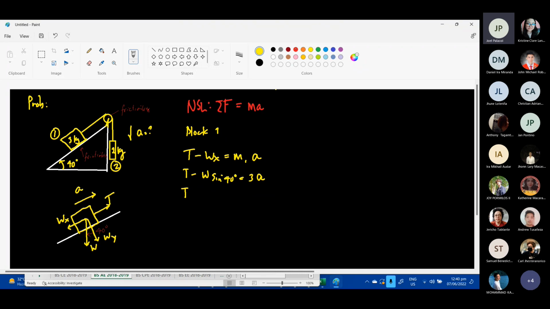But the weight W is M times G. So the mass is 3 times 9.8 times sine of 40 degrees, or T minus 29.4 sine of 40 equals 3A. 3 times 9.8 is 29.4. Let us refer to this as equation 1.